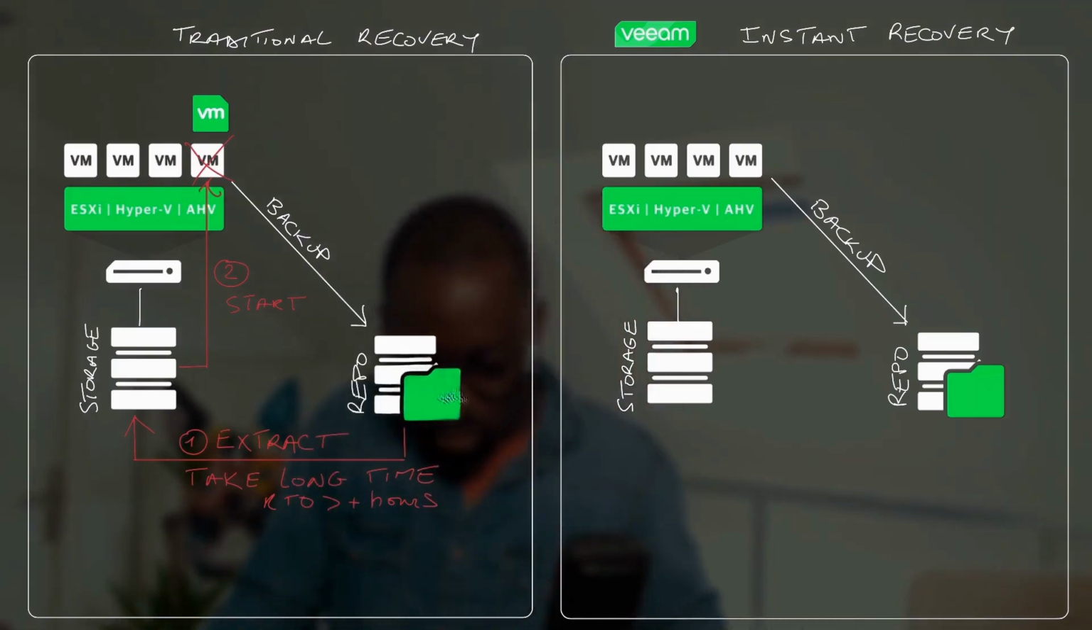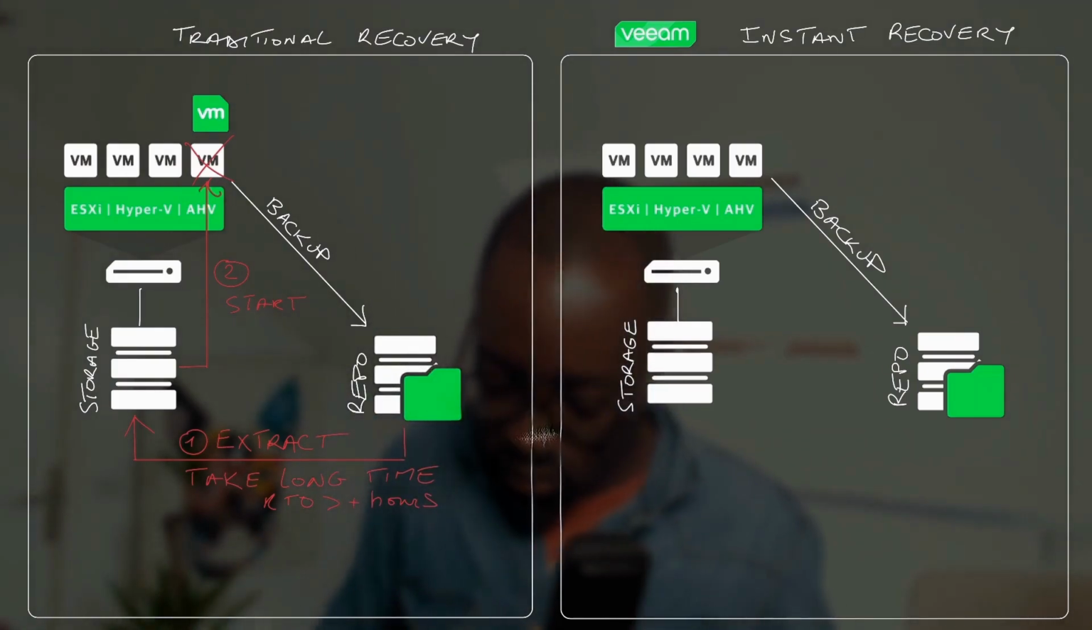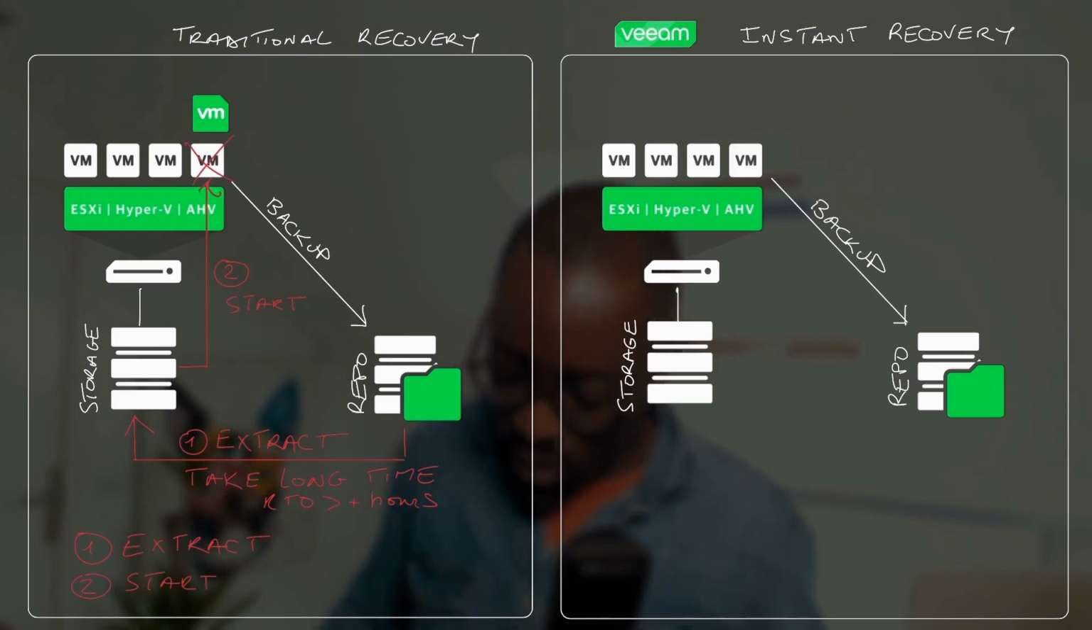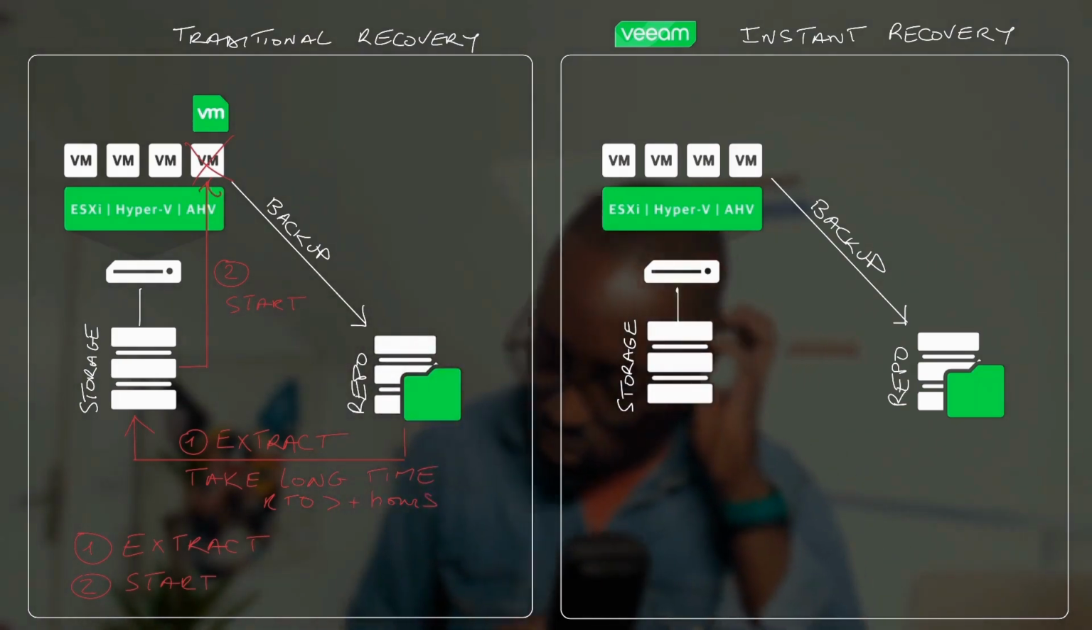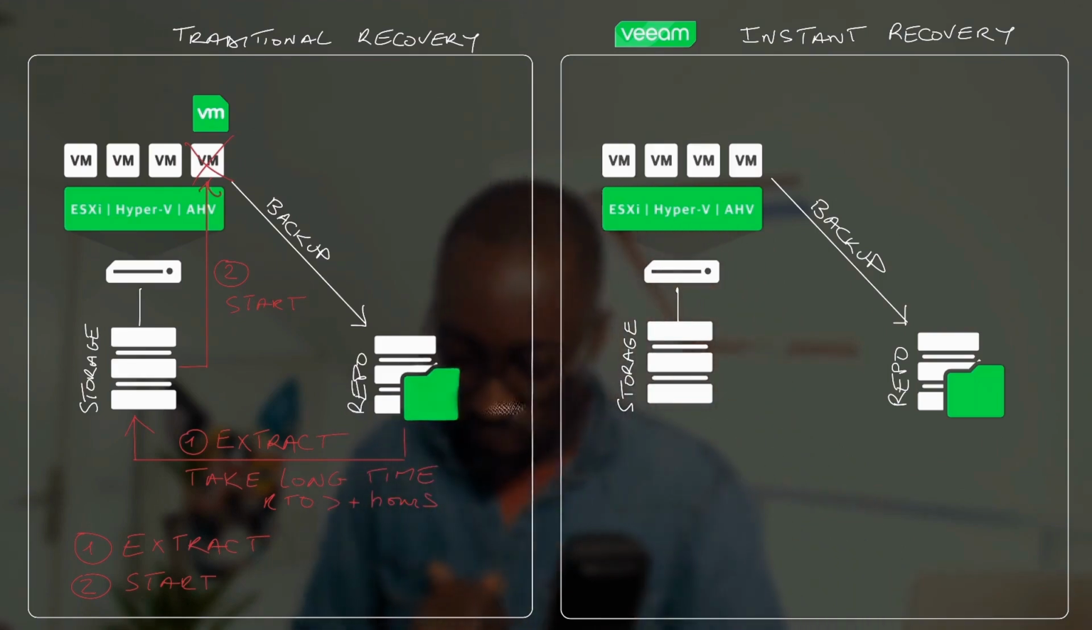So, in summary, the traditional restoration method is first step 1, data extraction, and it's this step that really takes time. Then, in the second step, we start the virtual machine, either a start or a power on of the virtual machine. So this is the traditional method of restoring a virtual machine.